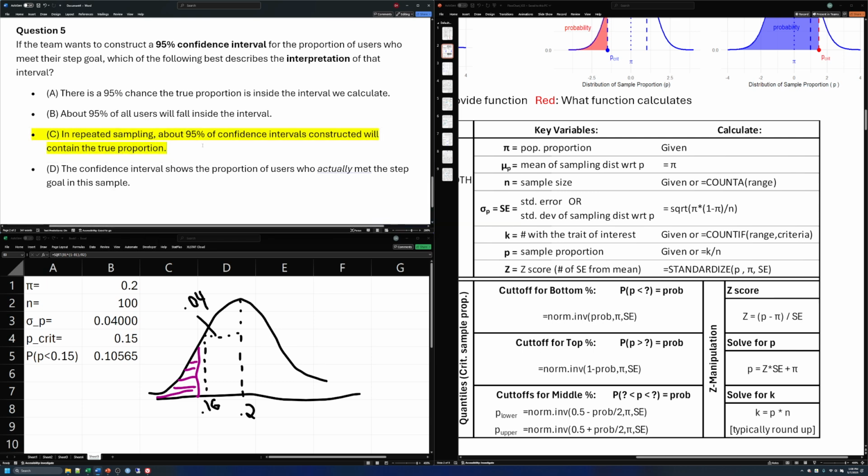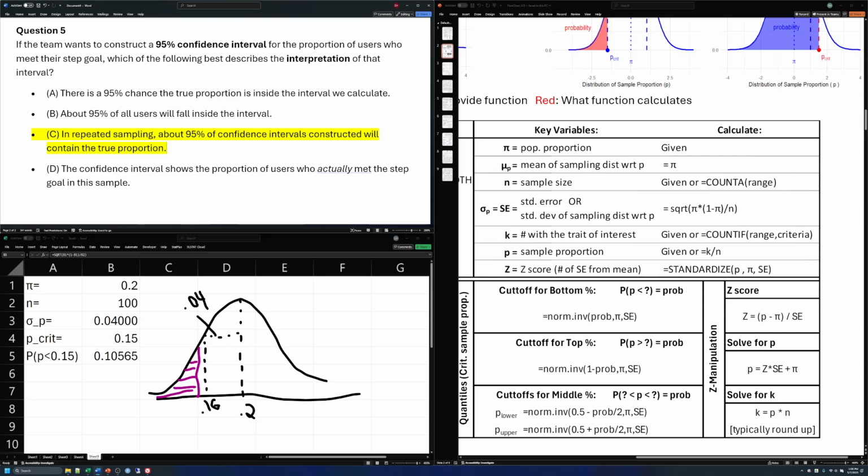So it's not that 95% of all users are going to fall in that, and there's not a 95% chance that the true proportion is inside the interval. Even though that feels right, we're not giving probability to the true proportion being inside the interval. We are 95% confident that the interval has captured the true proportion. Slight nuance there, but important to know.